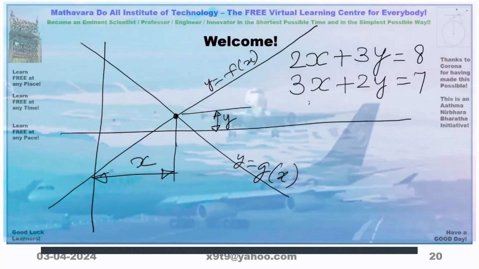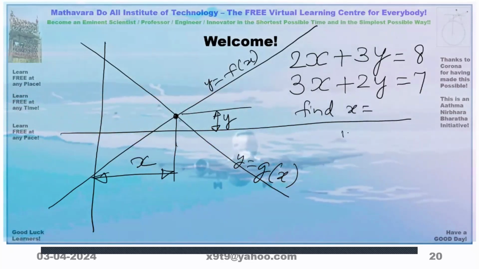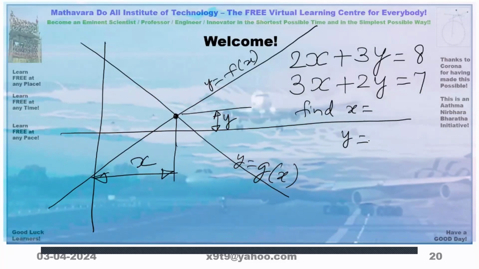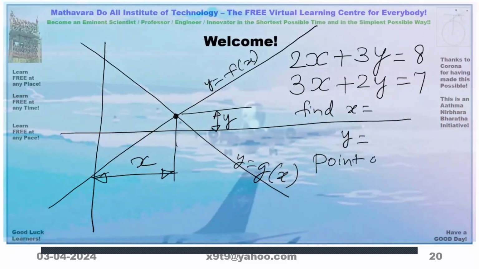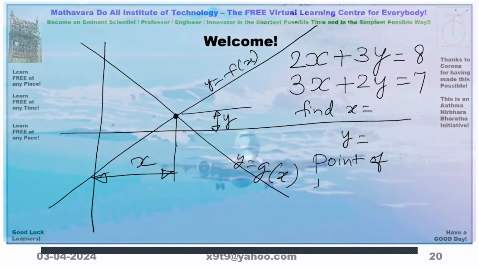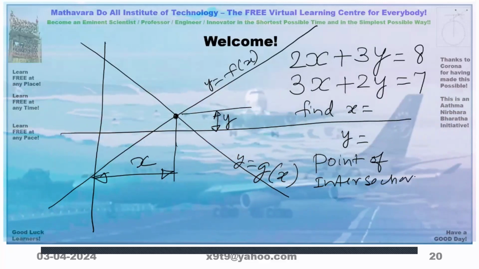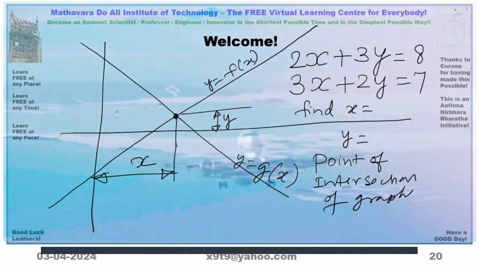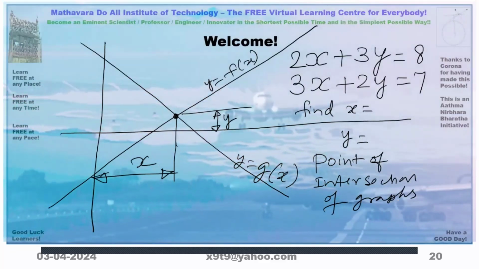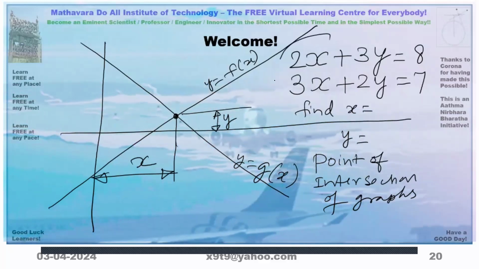Seven. Find x, y, which is the point of intersection of the graphs. So the first one is like this one.